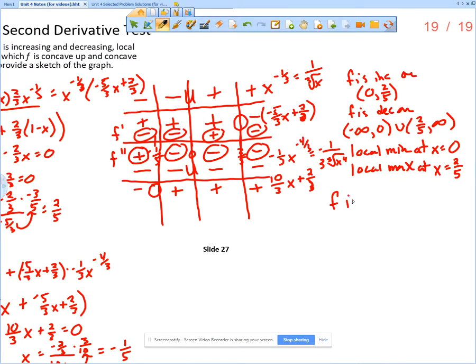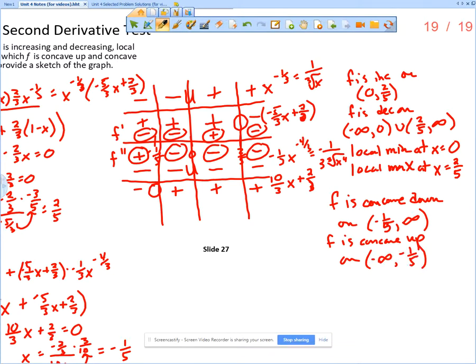So you can say f is concave down on what interval? Well, concave down means f double prime is negative. So that would be from what? Negative 1/5, well, all the way to infinity, because the sign of the second derivative never changes to positive. All right, f is concave up on the interval, well, whenever f double prime is positive. So that'd be negative infinity to negative 1/5.